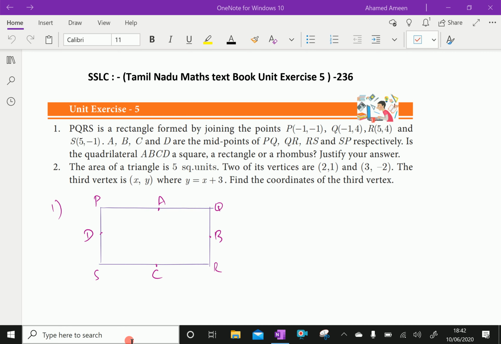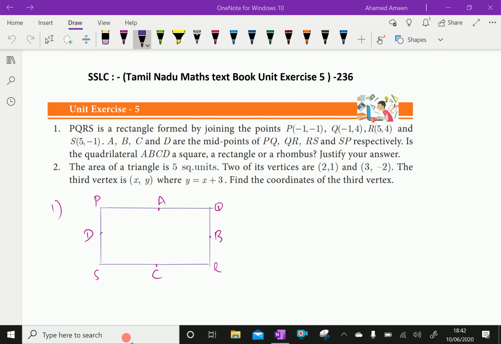Now, look at this figure. A is the midpoint of the line joining P and Q. That is, the point A is the midpoint of P and Q. P is (-1, -1), Q is (-1, 4), R is (5, 4), and S is (5, -1).